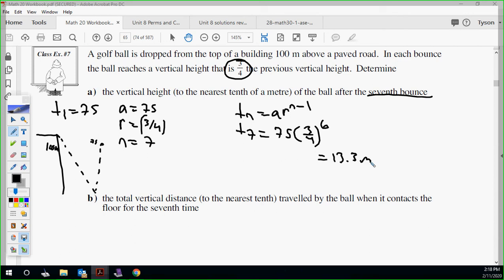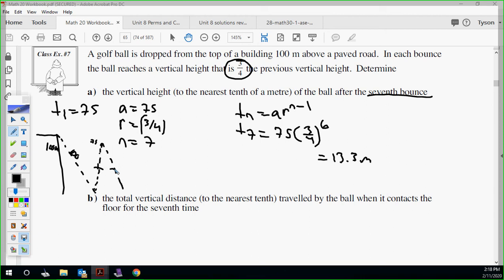Okay. Any questions with that? Now, this question is a really good one because now you really have to think about the full context of the question. I'm going to do some of the work above here while I have this picture. The total vertical distance, to the nearest 10th, traveled by the ball when it contacts the floor for the 7th time. So when it contacts the floor for the 7th time, what does that mean? It means the first one it has to be 100 meters. Okay, good. So yes, you have to count the 100. And this is the total vertical distance. So if I go up, I have to come down, right? So everything else has a what?